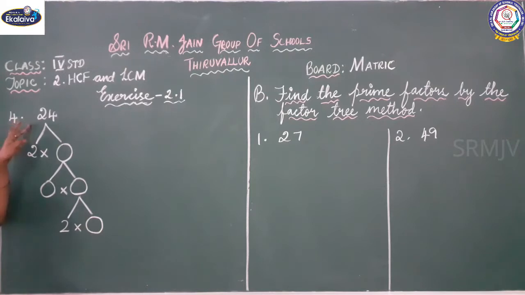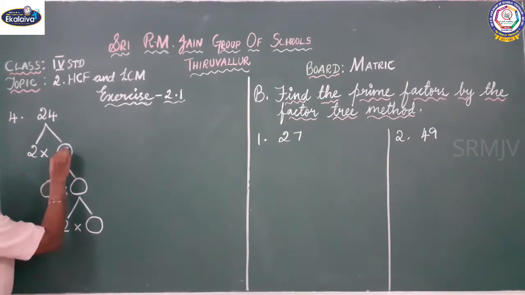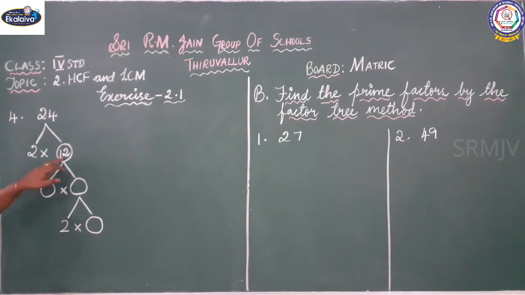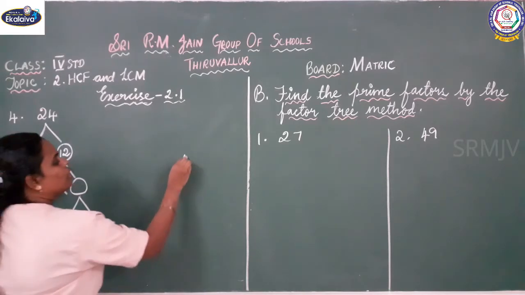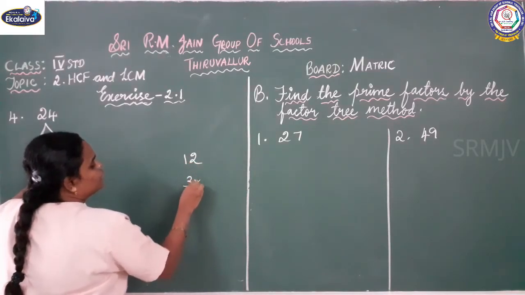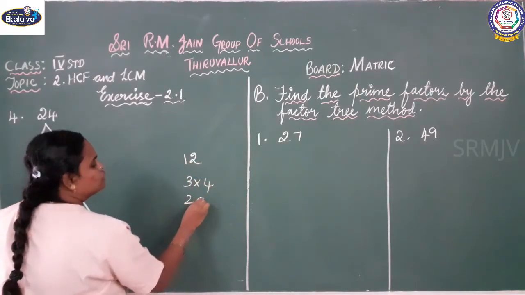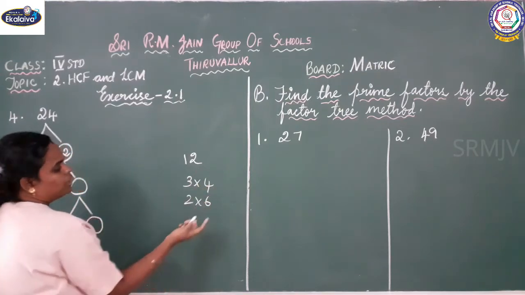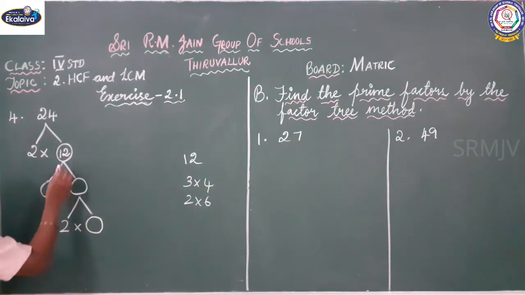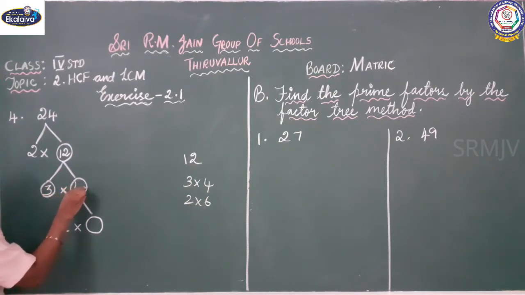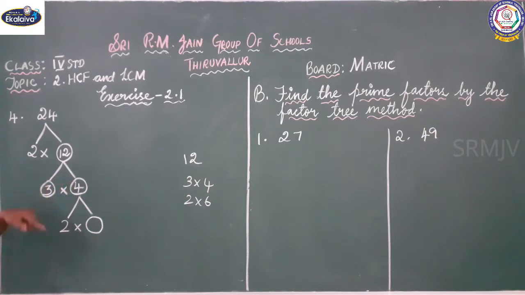Next one, 24. 2 into what number will you multiply to get 24? 2 12s are 24. Then 12: we can take 3 4s are 12, and also 2 6s are 12. Any number you can take. Okay, so we can take 3 4s. 3 is a prime number. Next, 4 is a composite number, so we should do it again. So 2 into 2. 2 2s are 4.